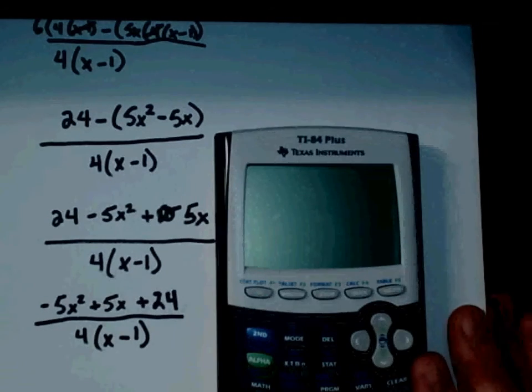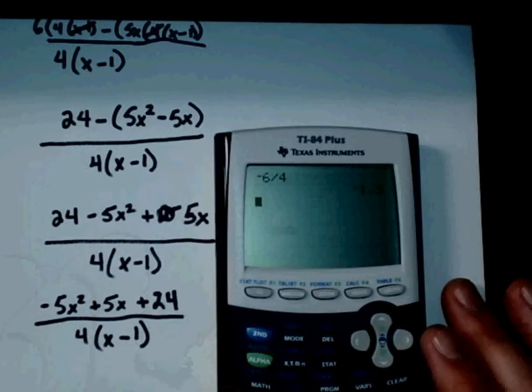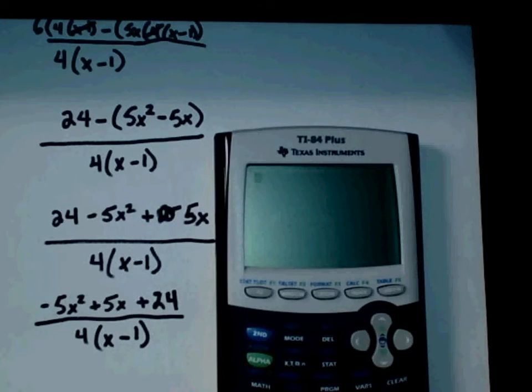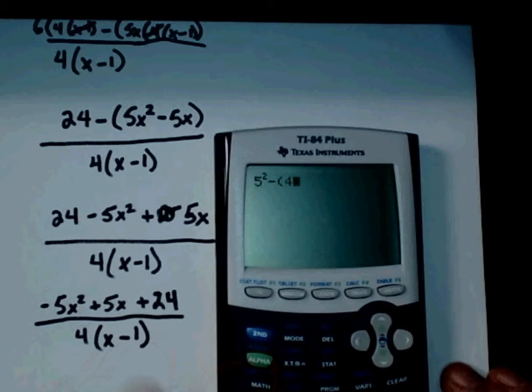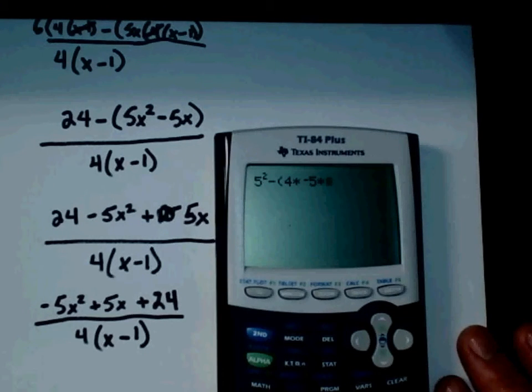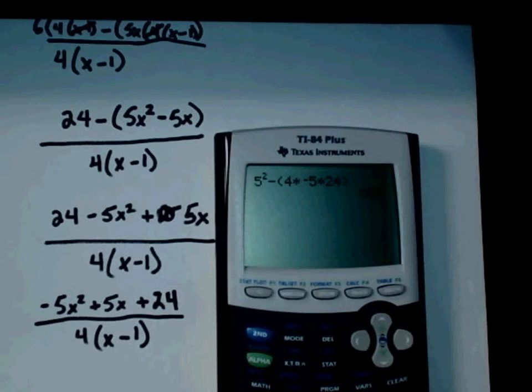Okay, does everybody know what he's talking about, the discriminant? Yeah? Sort of, maybe? It's the b squared minus 4ac underneath the quadratic formula. If it comes out to be what kind of number, it can factor? Perfect square. So don't forget that perfect square part. Okay? And so what would be my b? 5. So we have 5 squared minus 4 times, what's my a? Negative 5 times, what's my c? 24. Close that out. Hit equals.